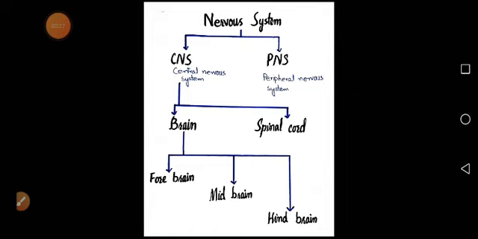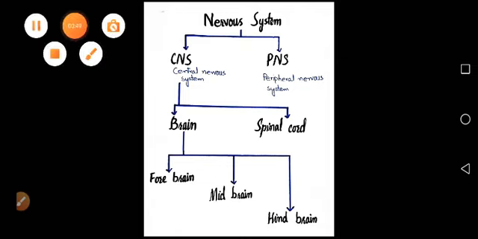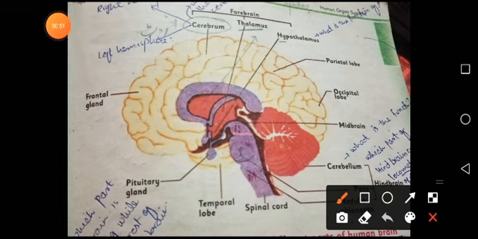Then we discussed the brain. The brain is part of the CNS. CNS is further divided into two parts, that is brain and spinal cord. Then we discussed the forebrain. In today's class we will discuss in detail the midbrain and hindbrain. So students, look at the picture.